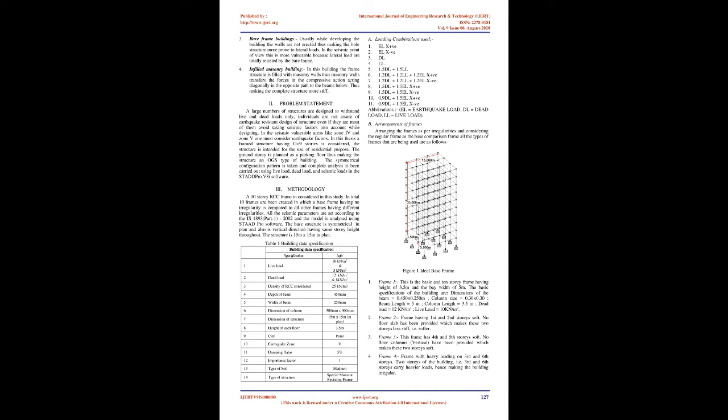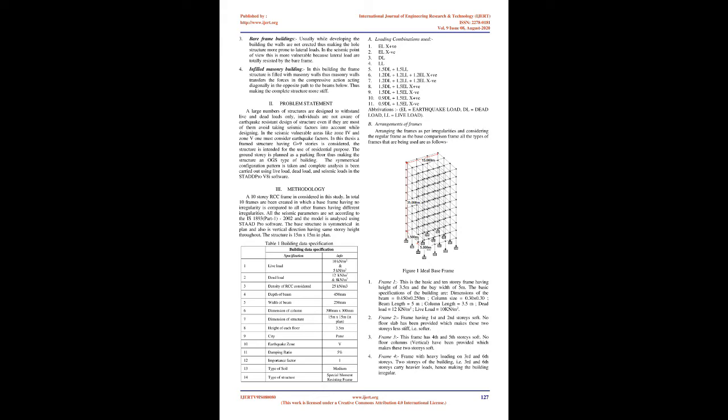IS Code 1893 has defined the vertical irregularities within the structure. These irregularities are mainly due to change in height, change in base size, change in stiffness, change in strength and mass of the structure. Thus, in areas with high seismic vulnerabilities, it is important to consider the above factors. IS Code 1893:2002 specifies two types of irregularities: 1. Plan irregularities, 2. Vertical irregularities. This study mainly focuses on vertical irregularities.